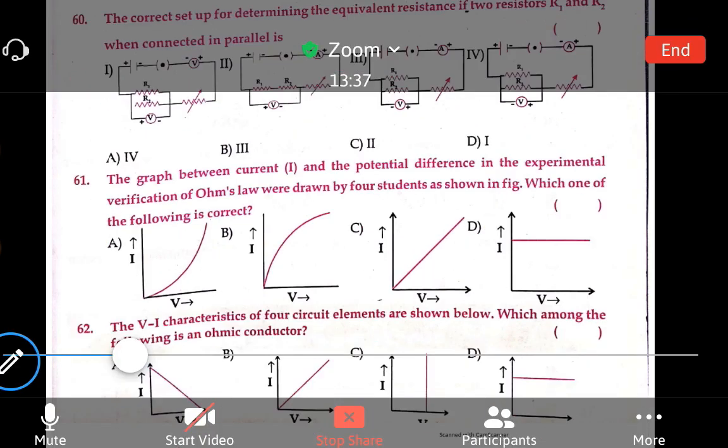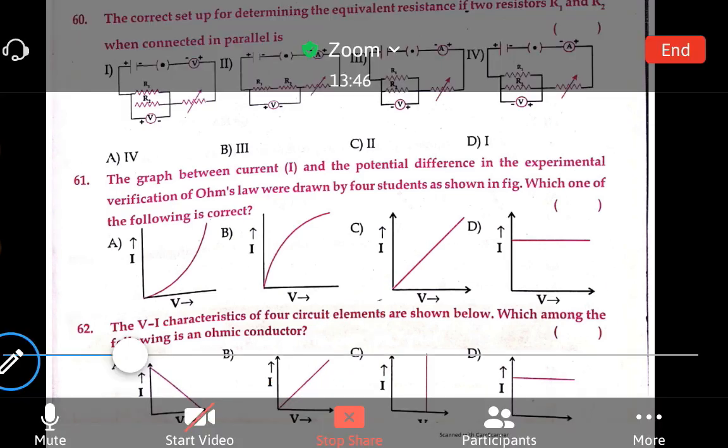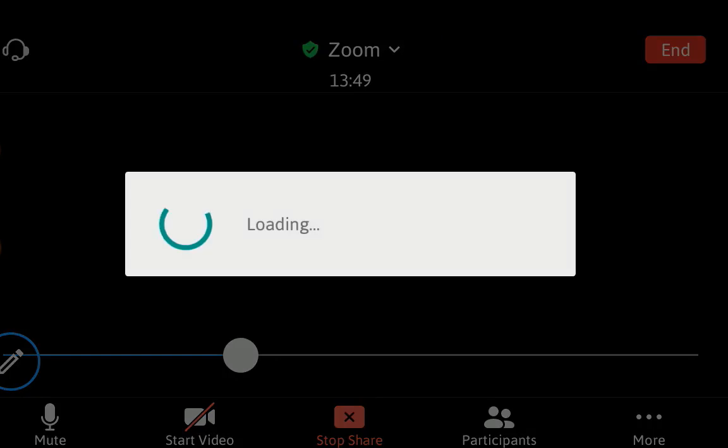Understood? Let me drag upwards. The V-I characteristics of 4 circuits are given below. Which of the following is an ohmic conductor? Ohmic, just now I said, is option number B. Okay, the 60-second question is over. Let's see the next question, next page.